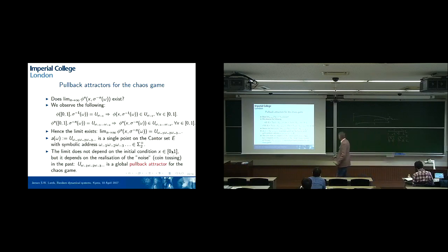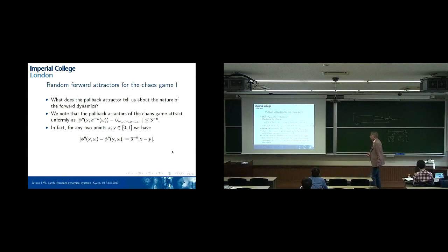And that gives me precisely these elements here. So if I add more in the past, I get a longer symbol sequence and I know exactly where I end up. So the more I know about the past, the better I know where I am. Not so surprising. It's a real concept, and it's called pullback dynamics, and the object that we converge to is called the pullback attractor. Okay, so now the question is, what does the pullback attractor tell us about the nature of the forward dynamics?